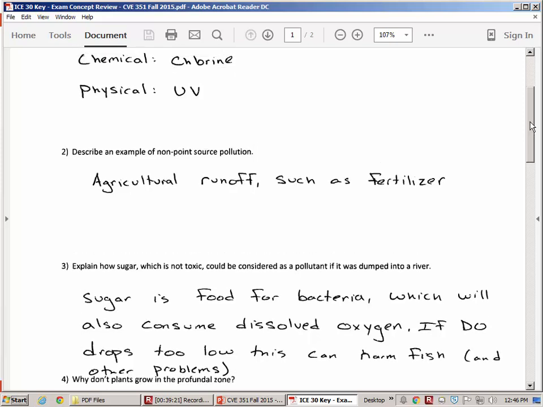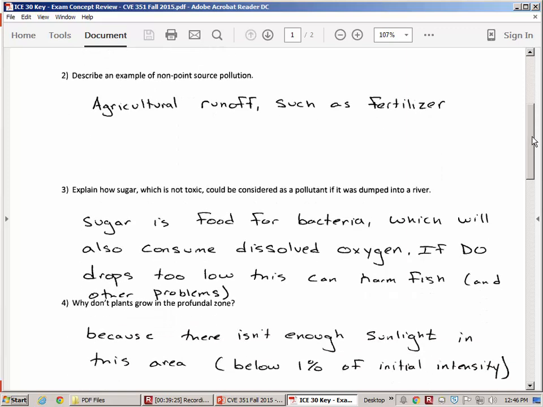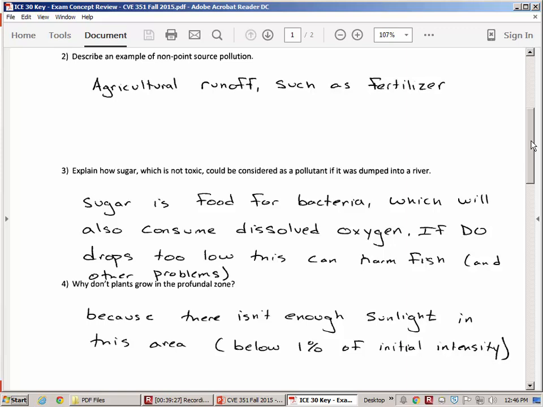Profundal zone. Anybody remember what that means? Good. Light penetration, right. So plants don't grow there because there isn't enough light in the profundal zone.